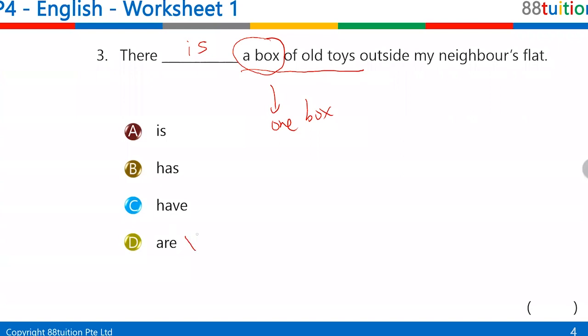Cannot be "are" because that's plural. Cannot be "have" because it's also plural. So we cross that out. Now, can you say "there has a old"? No, there is or there are. If you want to use has, there has been, or there had been. But here "there is" is a fact. Outside your neighbor's house now, outside, there is a box of toys. Okay, it's very clear.